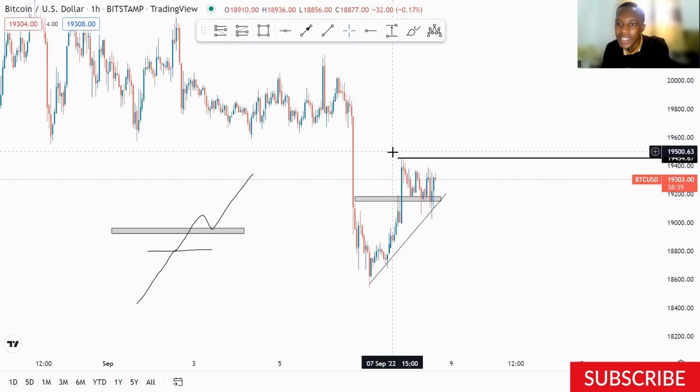You can say that at 19,500.63, should the market break that level and then go above it, which is turning resistance into support, then that's when the market or the broker must execute that trade for you. Then you put in that entry point, put in a stop loss and a take profit level.